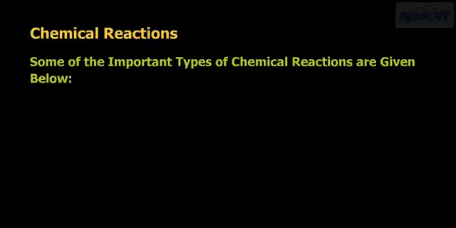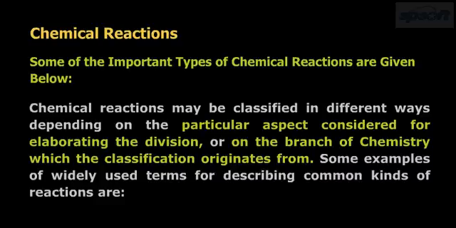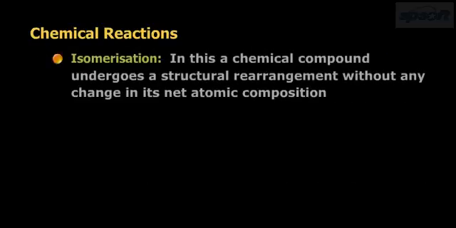Chemical reactions may be classified in different ways depending on the particular aspect considered for elaborating the division, or on the branch of chemistry which the classification originates from. Some examples of widely used terms for describing common kinds of reactions are isomerisation. In this, a chemical compound undergoes a structural rearrangement without any change in its net atomic composition.